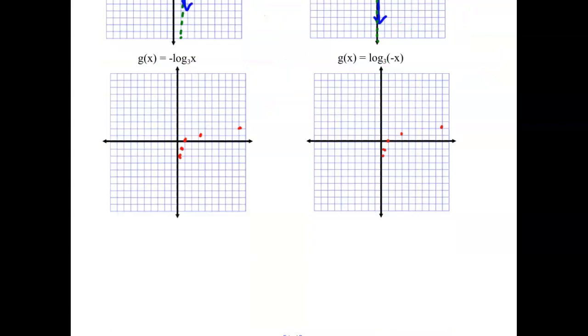For the next one, notice that our next two graphs both have negatives in them, but the position of the negative matters. So in the first one, that negative means we're reflecting over x. A negative in front is going to affect my y values. They're all going to be opposite of what they were before, which means I reflected over x.